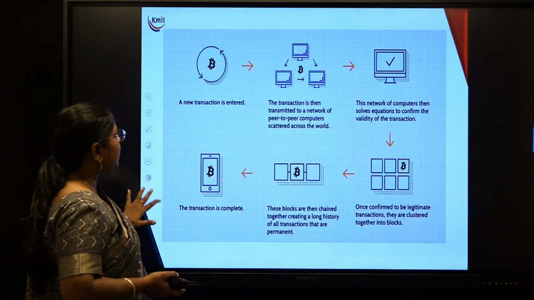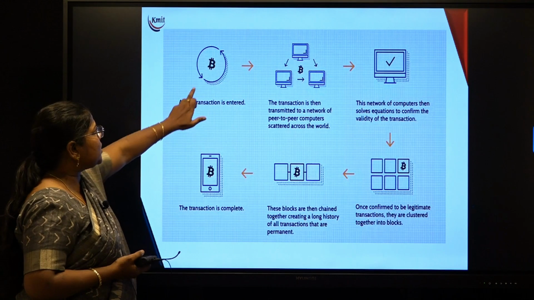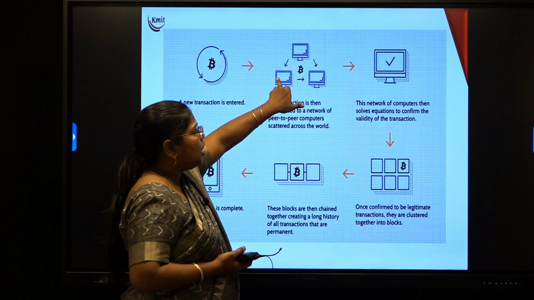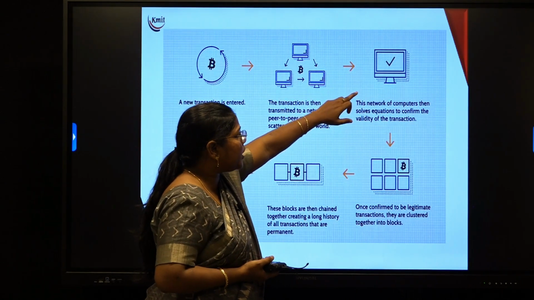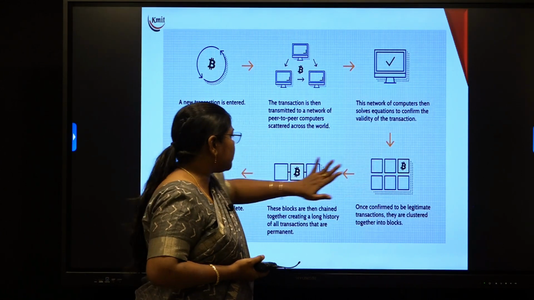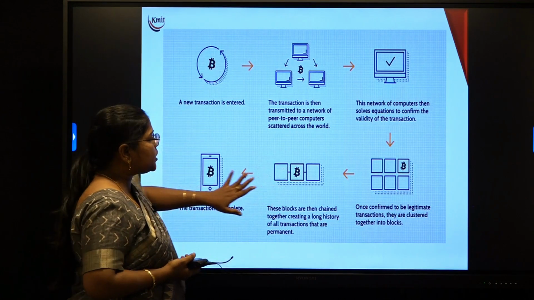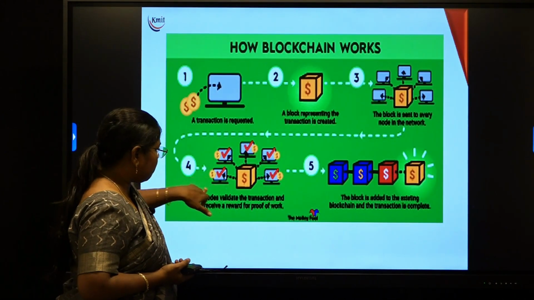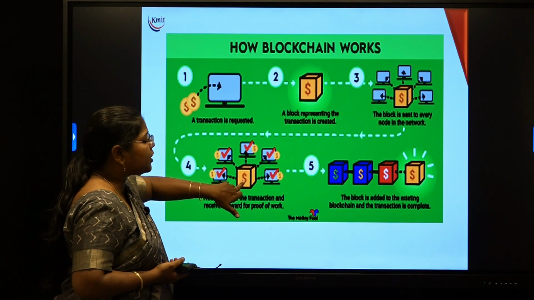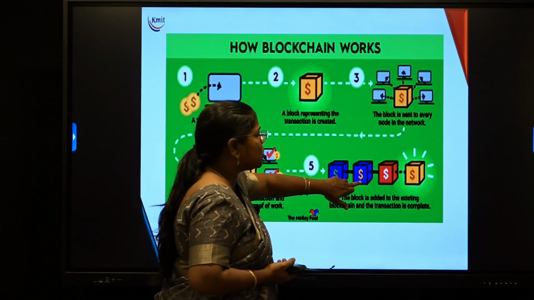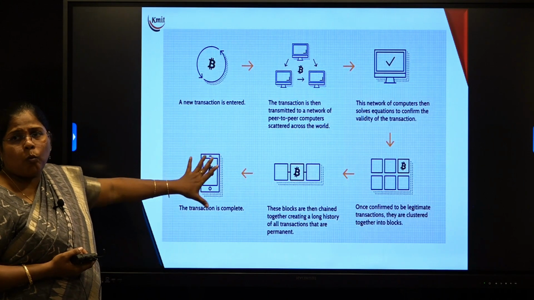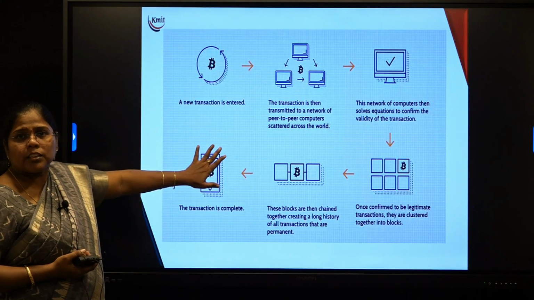So, here we can see one example. A new transaction is entered into the network of servers. One server sends all the blocks of chains of data. Then all the computers validate the transaction, and only then will the block of data be added. So, this is what we call the completion of a transaction.